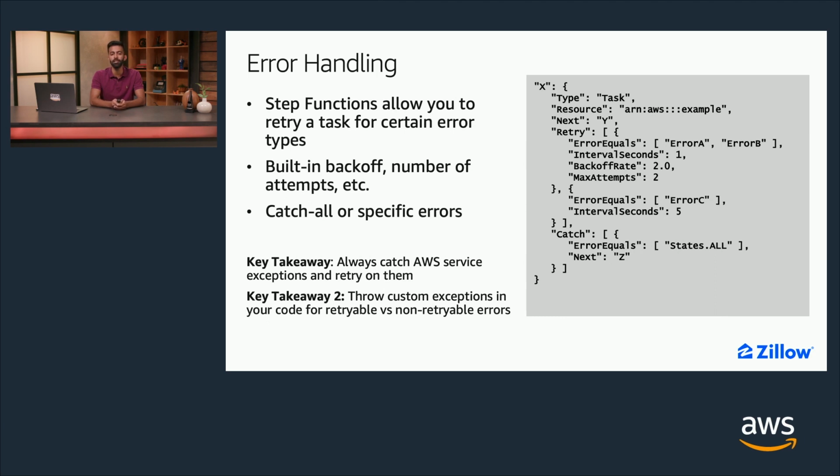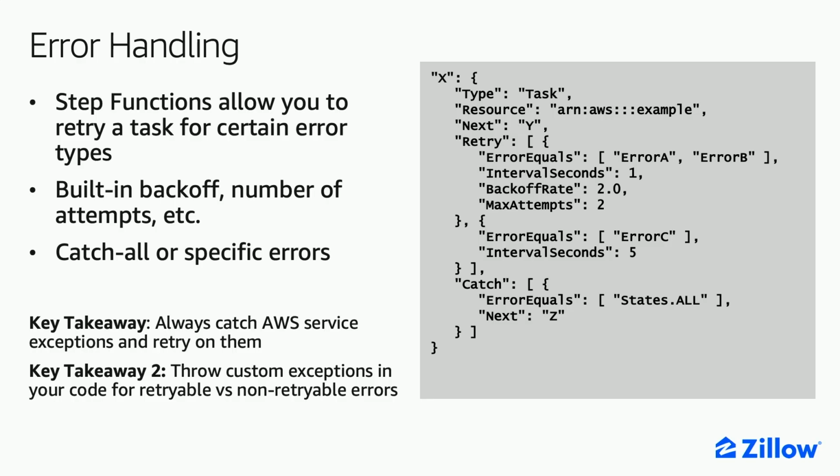The second key takeaway is that you should throw custom errors in your code for retryable versus non-retryable errors. If for some reason a network issue occurs in your service, you might want to retry on that in case the network is back up. But if you have an actual error where your data is not where you expect it to be or something like that, you might want to hard fail so that you can investigate further.